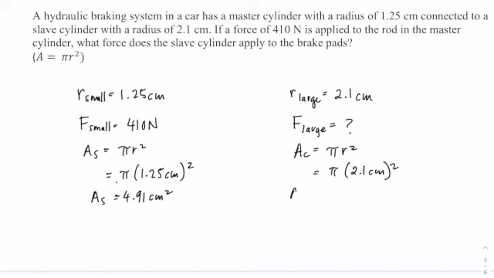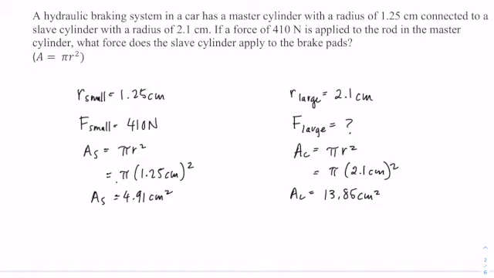Let's do the same for the large area. 2.1 squared times pi. We end up with 13.85 centimeters squared.